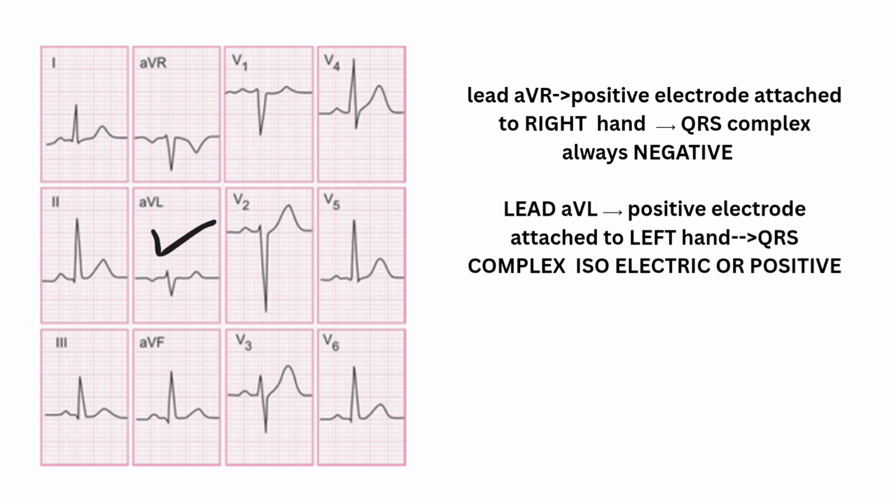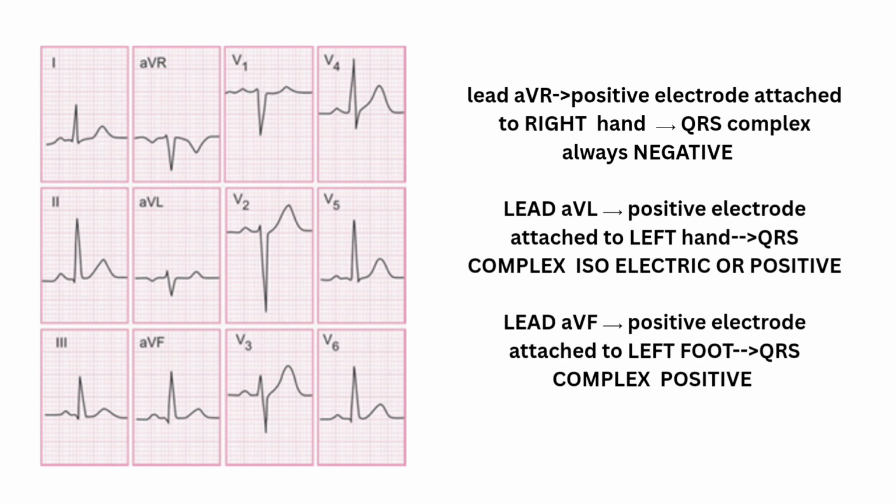Similarly in AVL, the positive electrode is connected to the left arm but at the level of the current vector. So, the QRS complex here will be isoelectric or positive. Here in the image the QRS complex is isoelectric, it is not negative. Finally, the QRS complex will be positive in AVF, because of the same reason mentioned above.